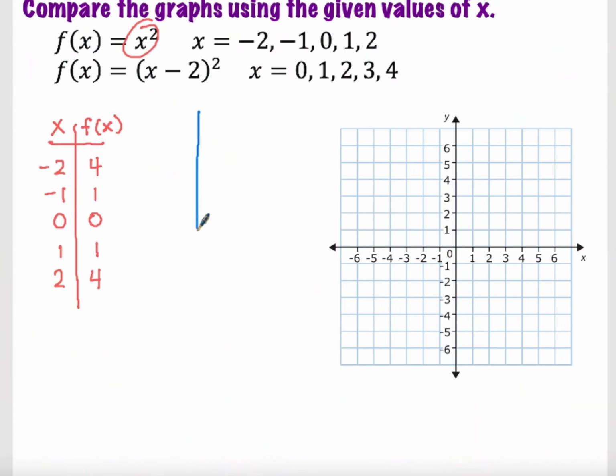On the second graph, which probably they should have called this one g of x, it tells us to pick a different set of x values and then plug those in. So this time 0 minus 2 squared would be 4. 1 minus 2 squared would be 1. 2 minus 2 squared, 3 minus 2 squared, 4 minus 2 squared. And you might notice that the f of x values, the y values, all match. Let's see what that looks like on the graph.